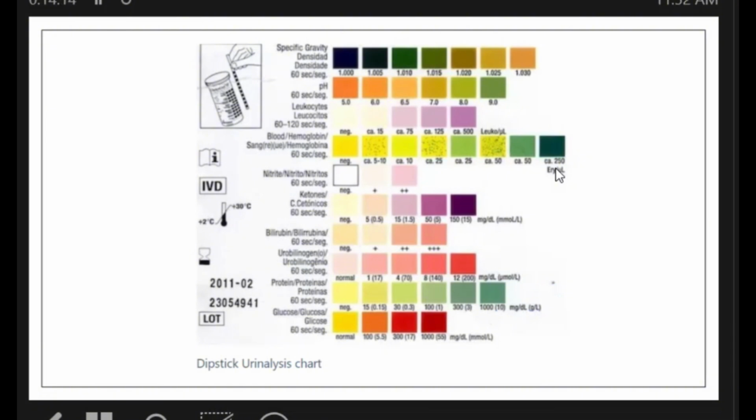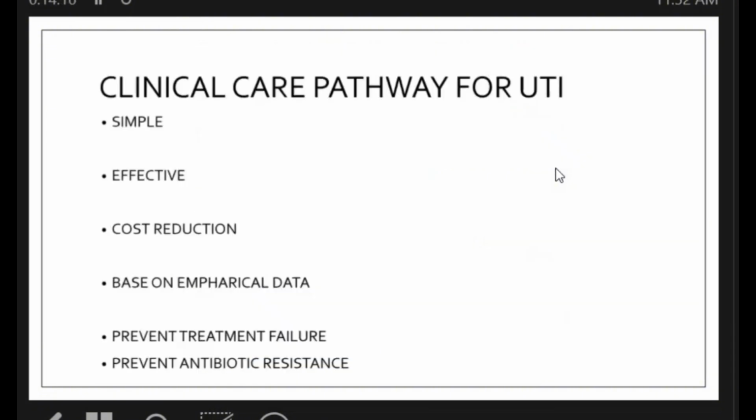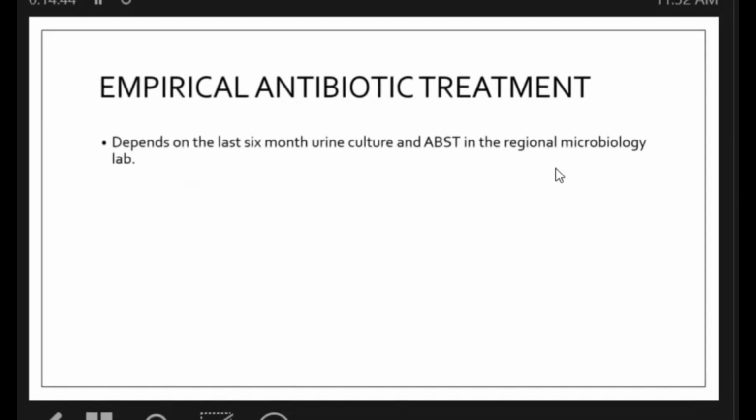These various strips are available. And as I said, we don't have any clinical care pathway to manage urinary tract infection. If there is one, it is very simple, very effective, and we can reduce the cost. Whatever the clinical care pathway, it is based on empirical data. If you follow it, you can prevent treatment failure and prevent antibiotic resistance. These slides are not that important.